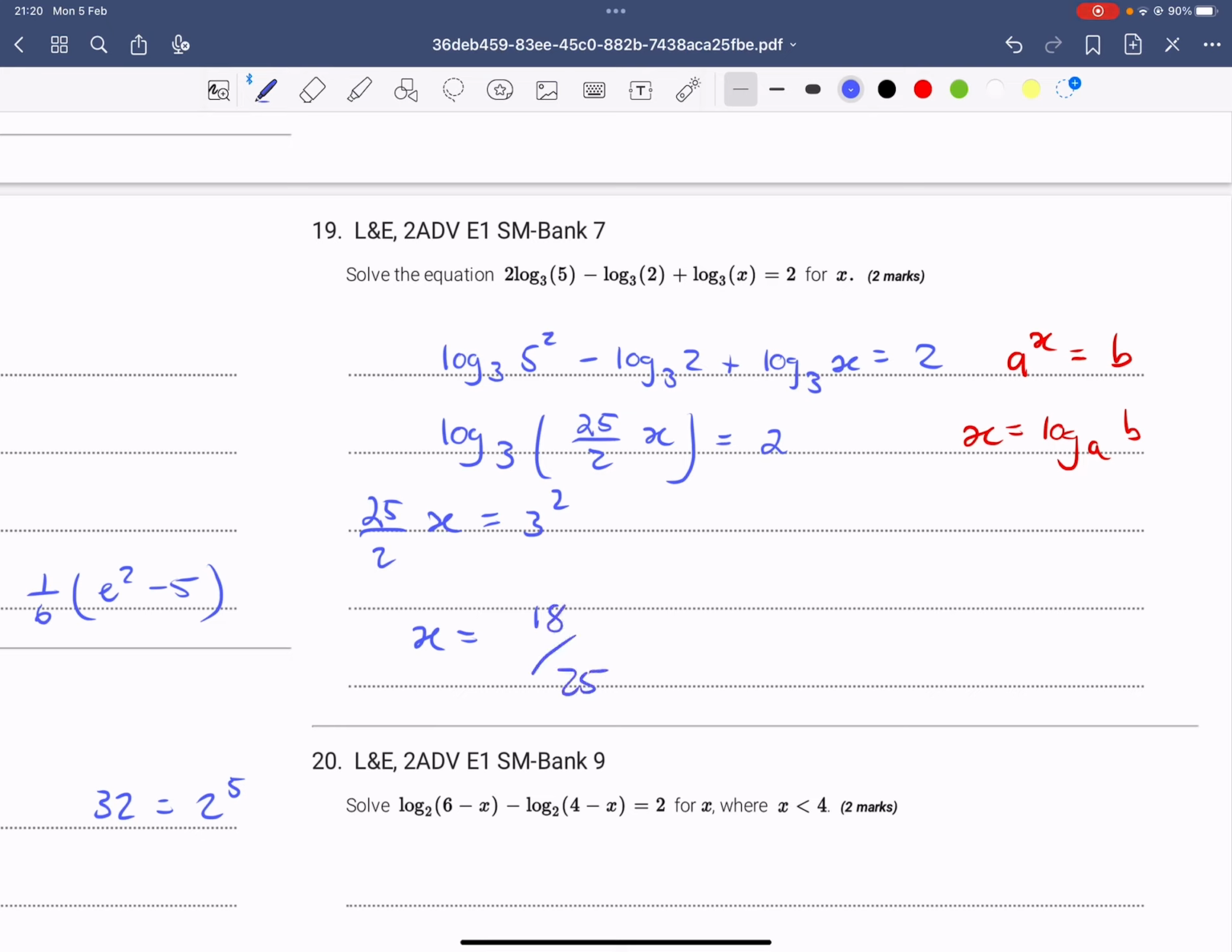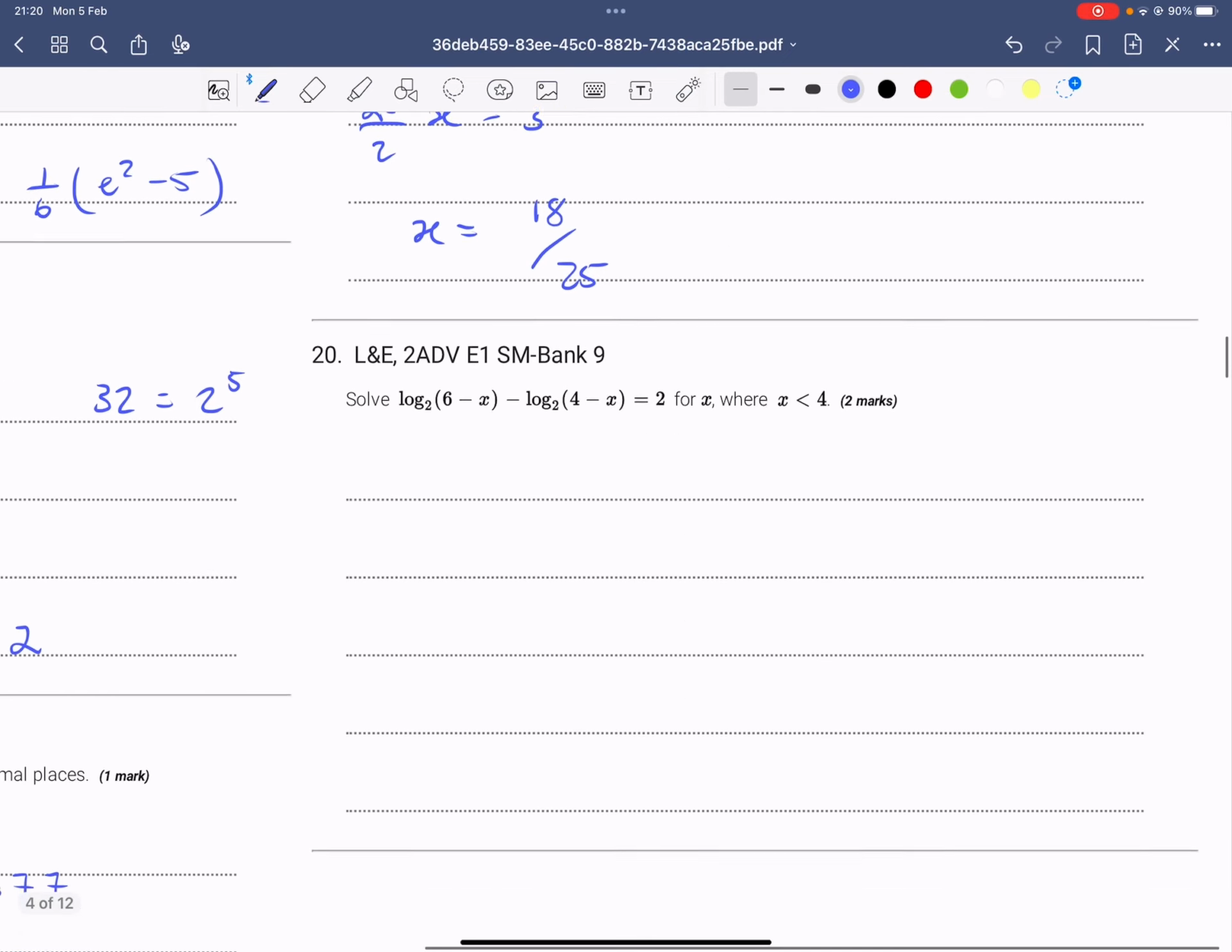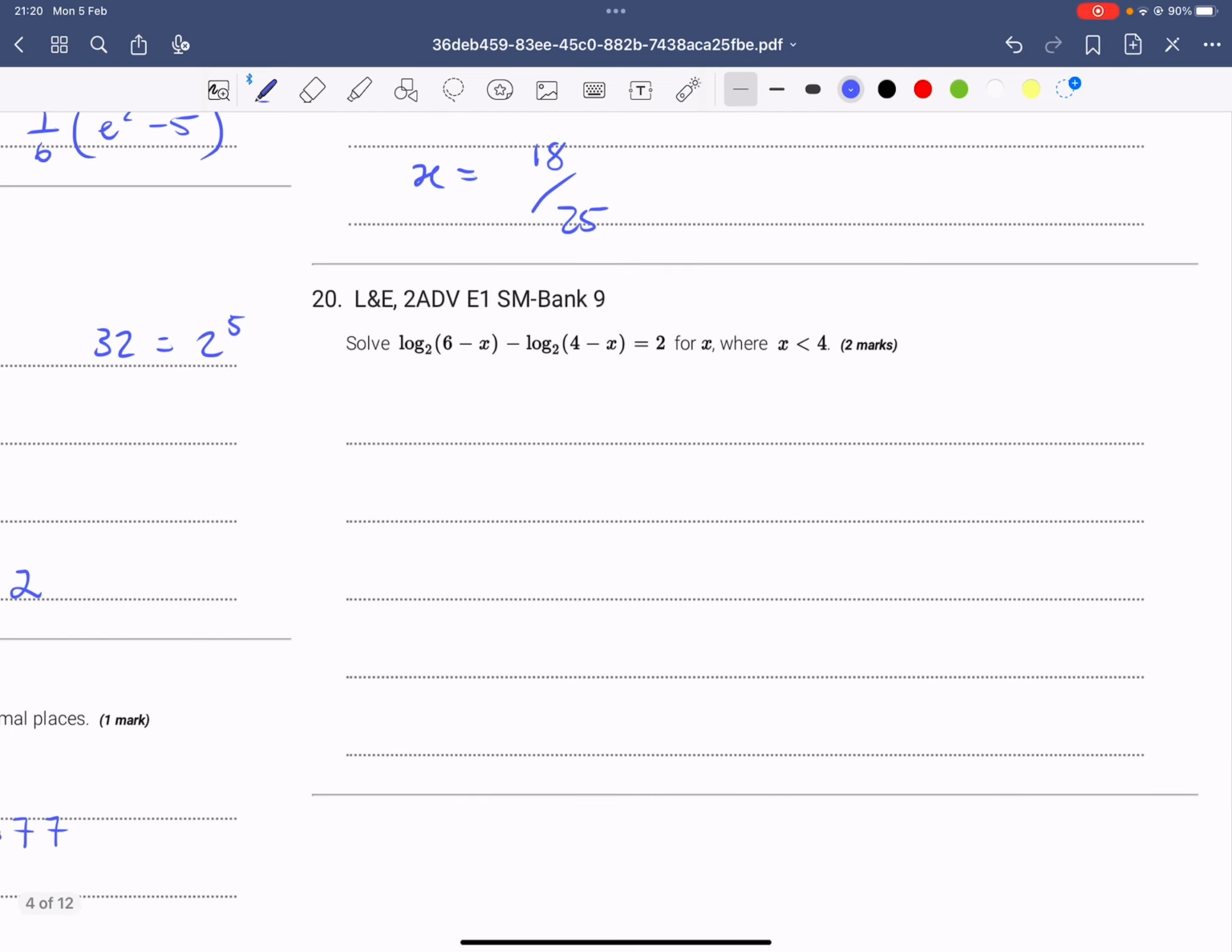Again, I just flew past that because this video is not about your equation solving skills, but about your log skills. Question 20, we're solving log base 2 of 6 minus x minus log base 2 of 4 minus x is equal to 2. Again, we're minusing, so all I have to do is divide. So this is log base 2 of 6 minus x on 4 minus x, and that's equal to 2.